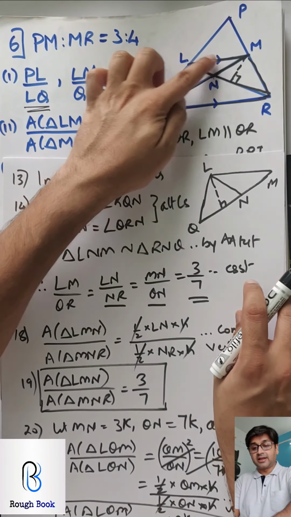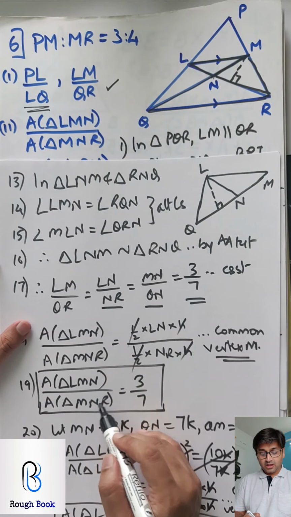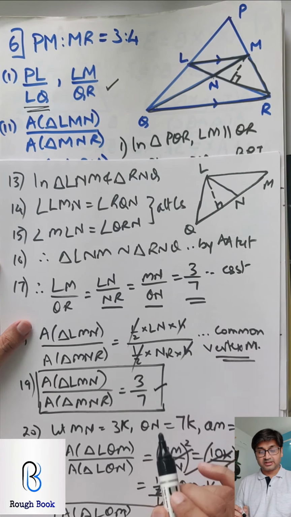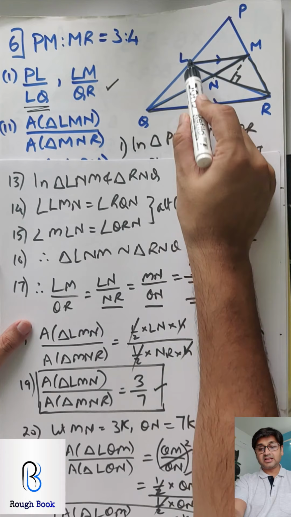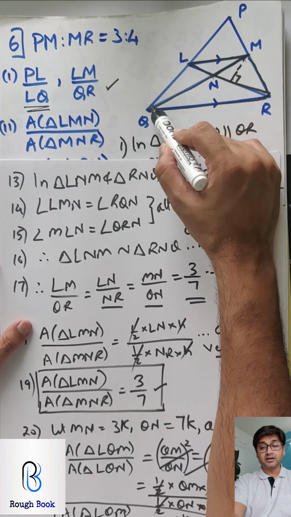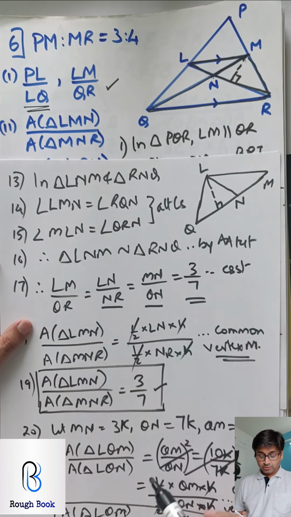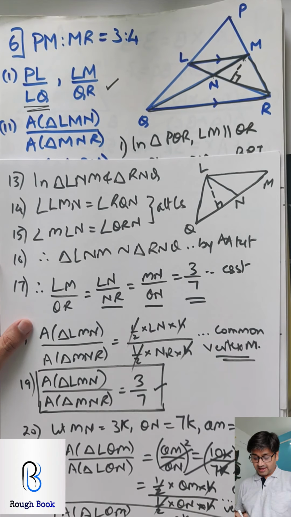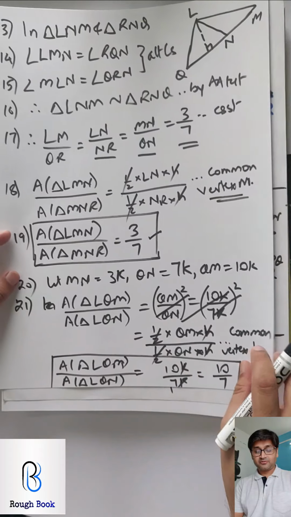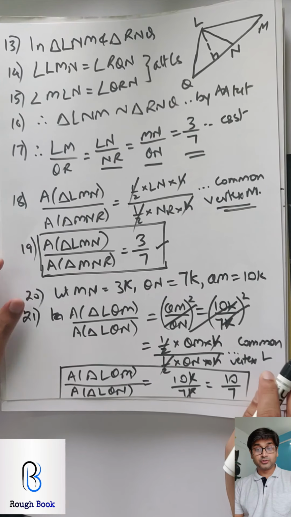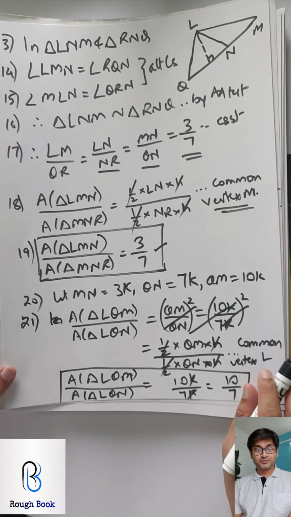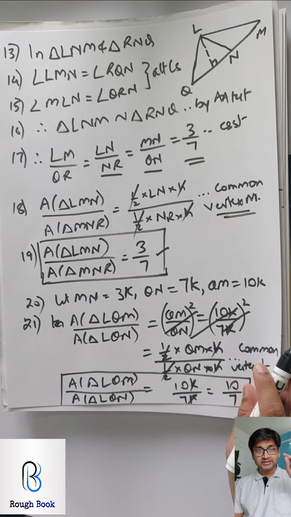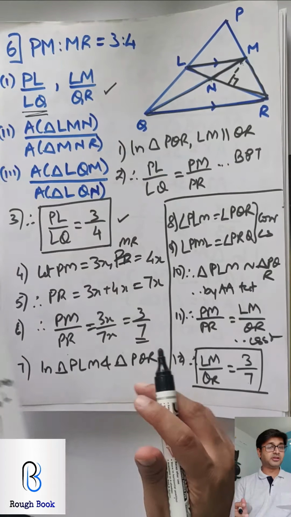Then we took these two triangles LMN and MNR. Okay, we directly said common vertex, got it cancelled and got this answer. Finally, for this last part, we also needed QN and QM. So we again used K method or X method, and in the end substituted, cancelled and got the final answer for this second part also. So a lot of hard work we'll have to do. Not easy, not difficult also, provided you listen and pay attention. Let's go ahead with the next one.